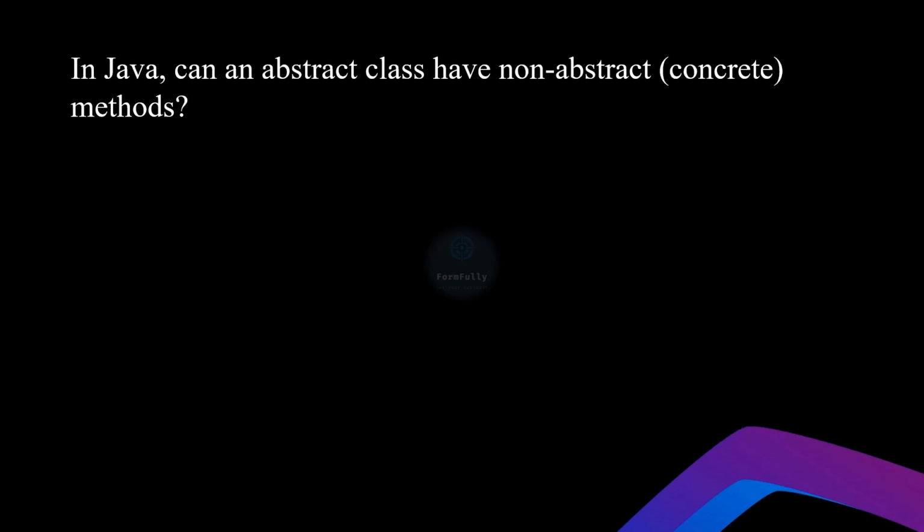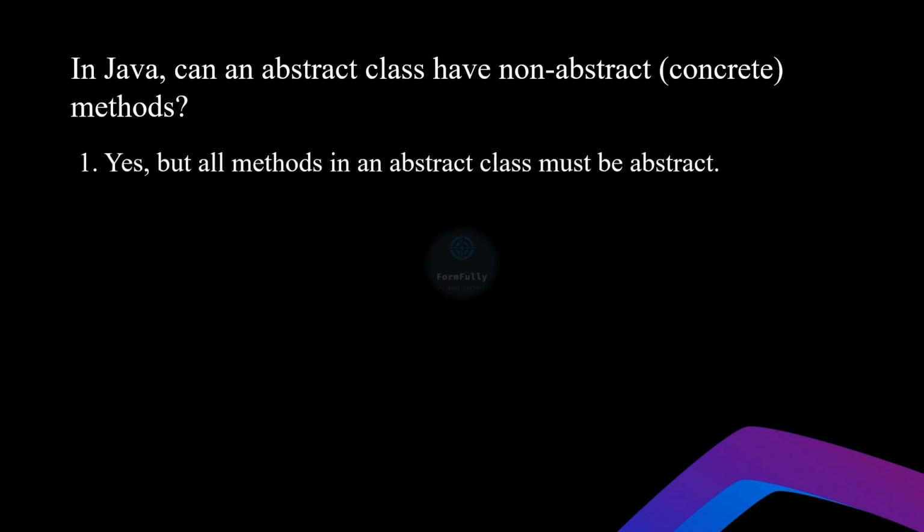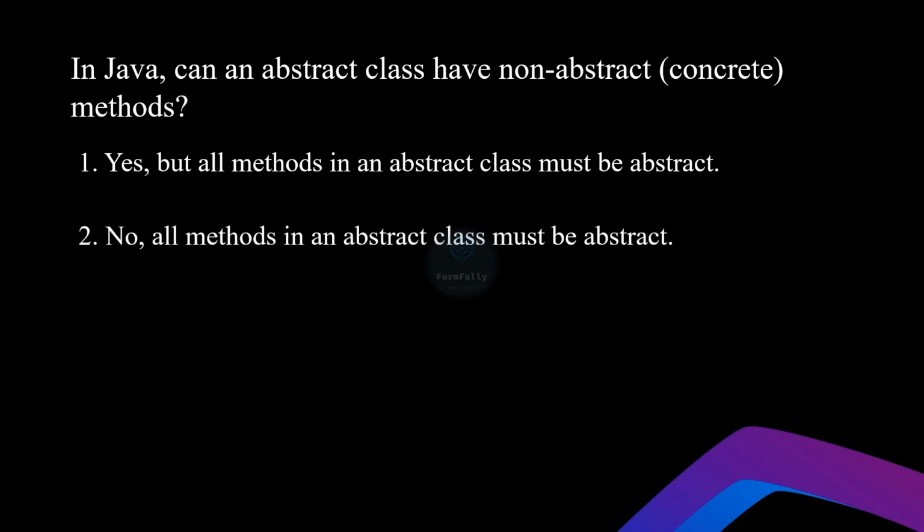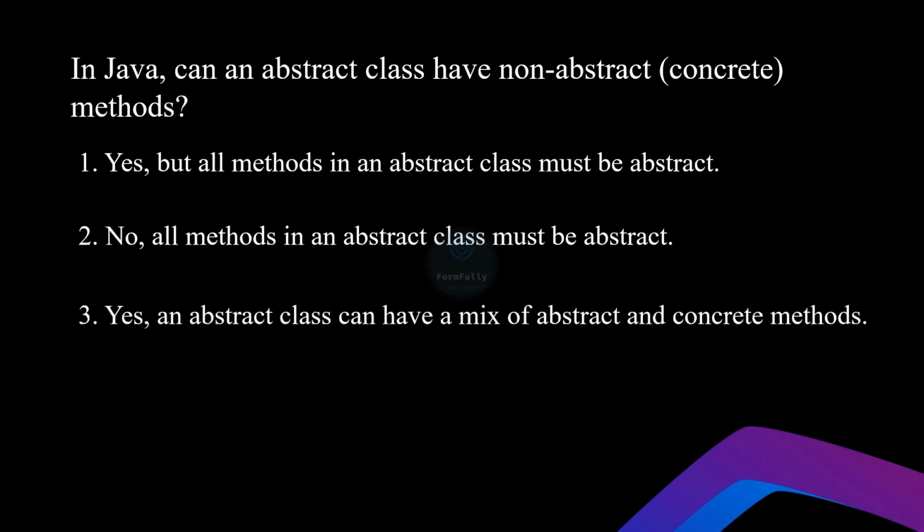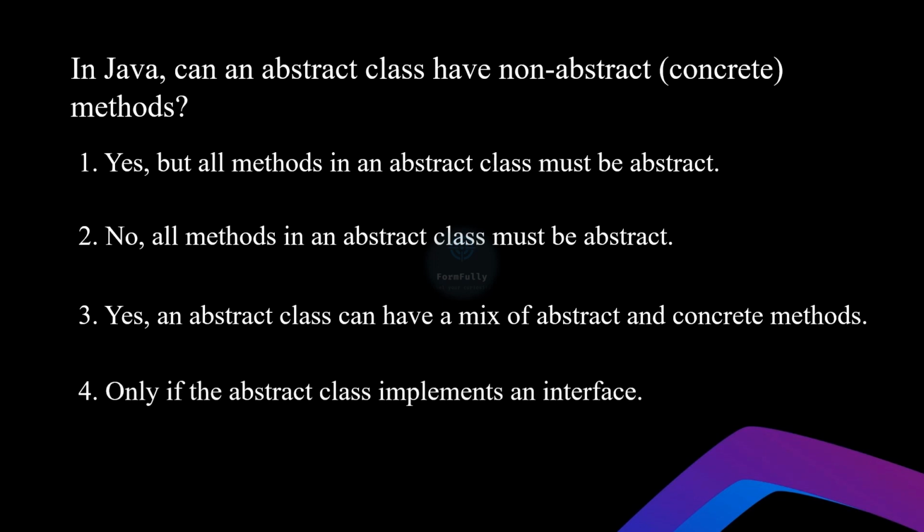Moving to the next question. In Java, can an abstract class have non-abstract, that is concrete, methods? Options are: yes, but all methods in an abstract class must be abstract; no, all methods in an abstract class must be abstract; yes, an abstract class can have a mix of abstract and concrete methods; only if the abstract class implements an interface.